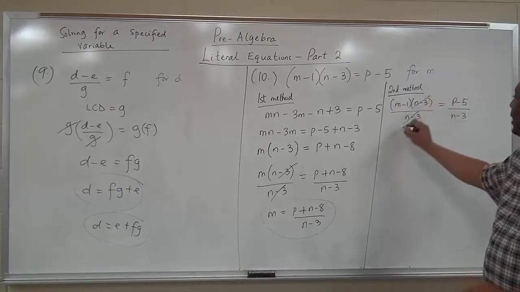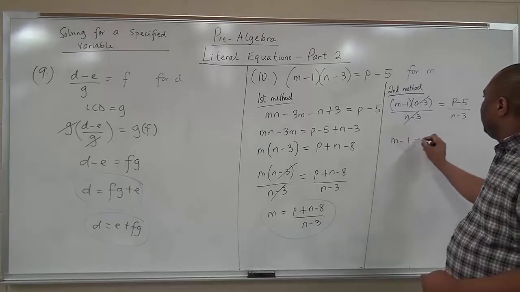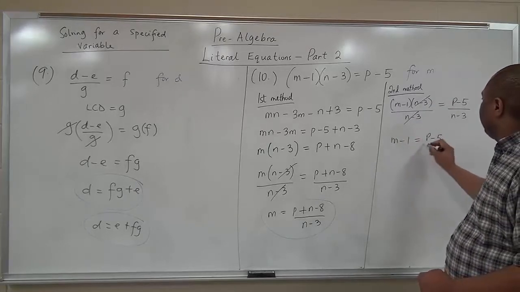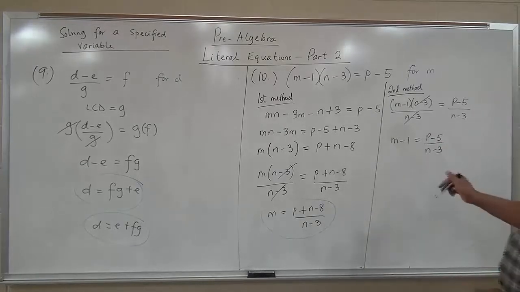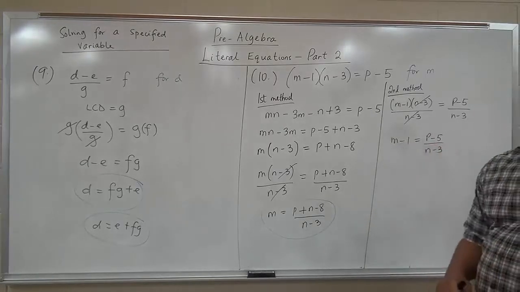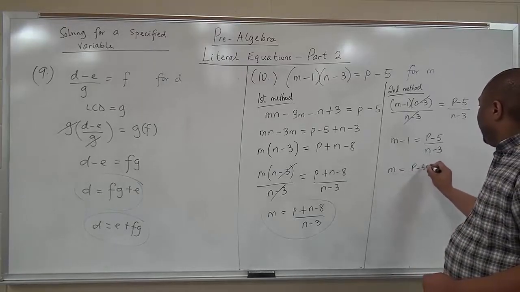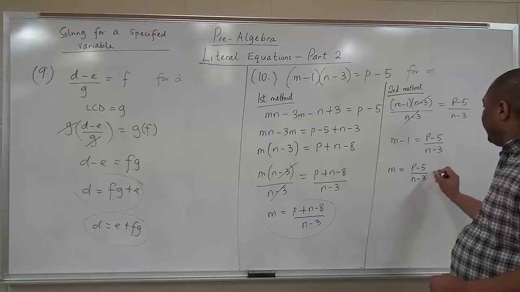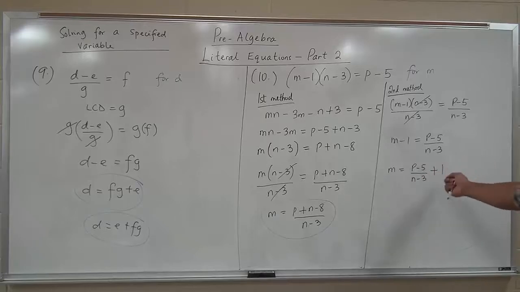n minus 3 will divide n minus 3. So we now have that m minus 1 is equal to p minus 5 divided by n minus 3. So we now have, you add 1 to both sides. We now have that m will be equal to p minus 5 divided by n minus 3 plus 1. Now if you want to do this, you can, you finish it up.